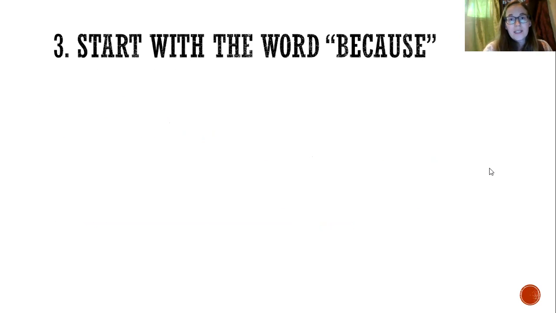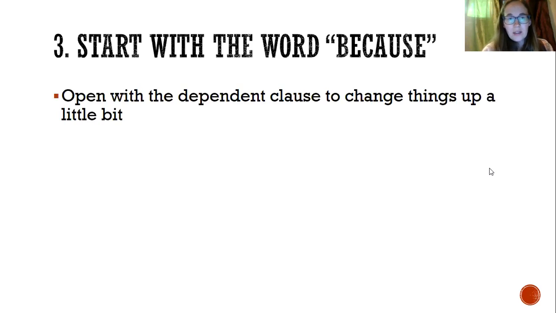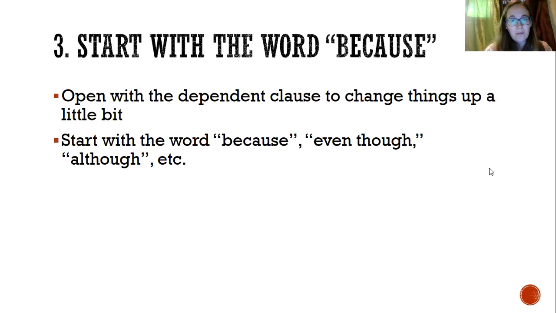Okay, our third strategy is to mix up the sentence structure. So instead of always starting with the subject and the verb, I'm going to start with the word because. So I'm going to swap the order of the sentence. So we're going to open with a dependent clause to change things up a little bit, because it makes writing more interesting when we mix up the sentence structure.